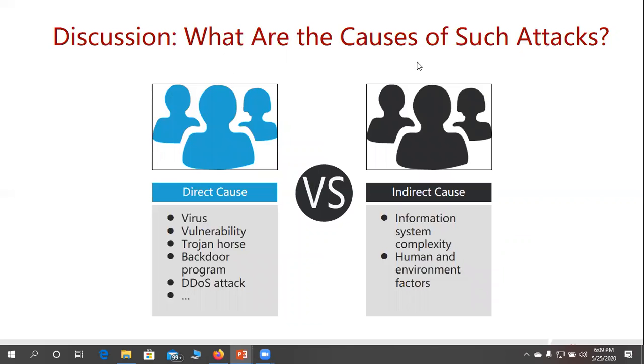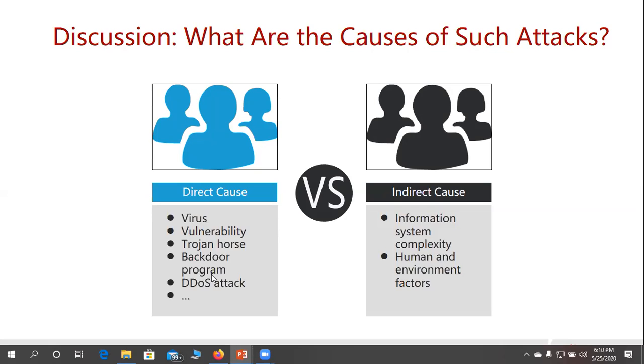So what are the causes of such attacks? We have direct causes and indirect causes, okay? So these are the direct causes: viruses, vulnerability. This is a weakness in the system. The Trojan horse, okay? A Trojan horse is a program which you can think is a good program, for example, a video game, but in the background, it is doing something else. And then backdoor programs.